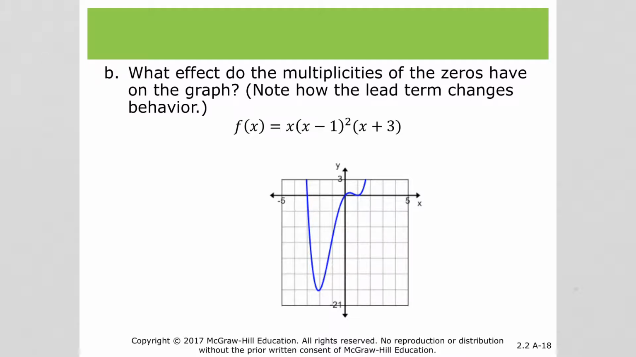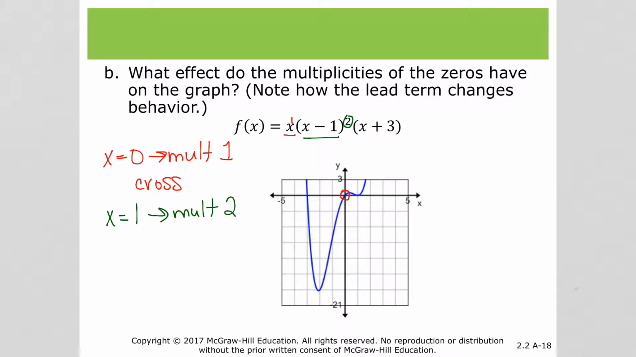Okay, what about this one? So first we've got x equals 0. That has a multiplicity of 1. And we can see it right there. It crosses. We've got x minus 1. That's a 0 of 1. Its multiplicity is 2. That's even. And so you can see right here at x equals 1, it only touches. So that's what we mean by touch.